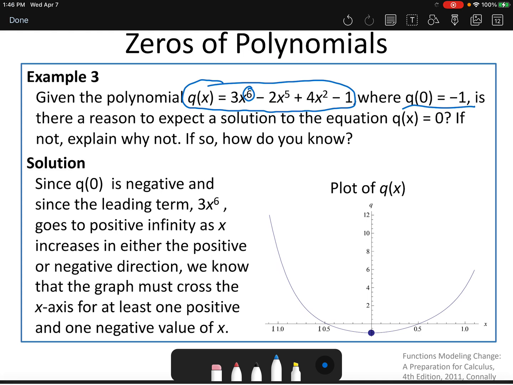So the question here says, is there a reason to expect a solution to the equation q of x equals 0? In other words, do we have zeros? If not, explain why not. If so, how do you know? Well, we know because this tells us it's U-shaped. Therefore, it has to have zeros because it dips below the x-axis. So, kind of interesting. You also know it has to have one negative and one positive in order to be U-shaped, because it's going to go through the y-axis.